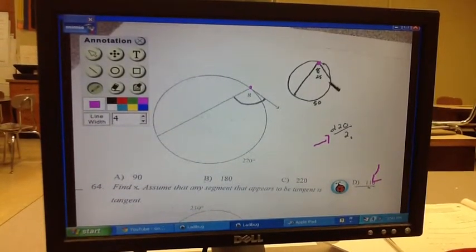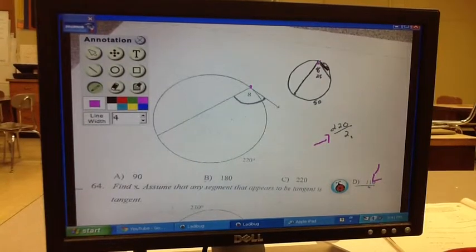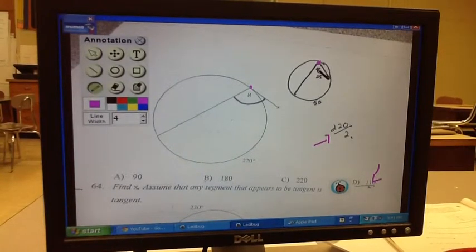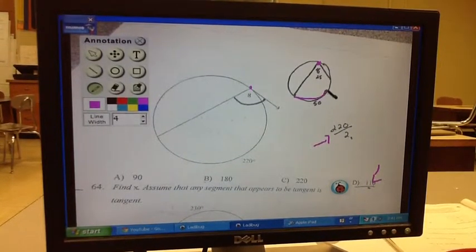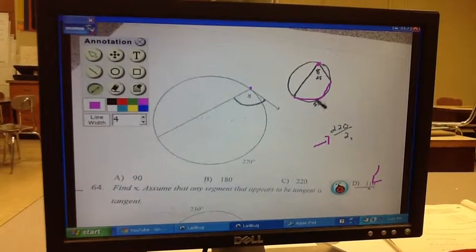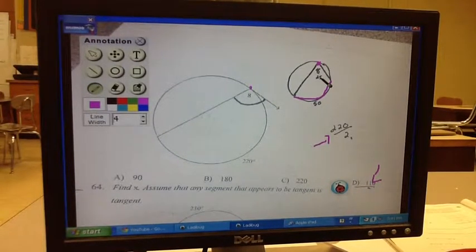Another example looks kind of like this. We're still on the outside edge, trying to find angle 8 there. We take the arc that we're given, 50 out here, and just divide by 2 and get 25.